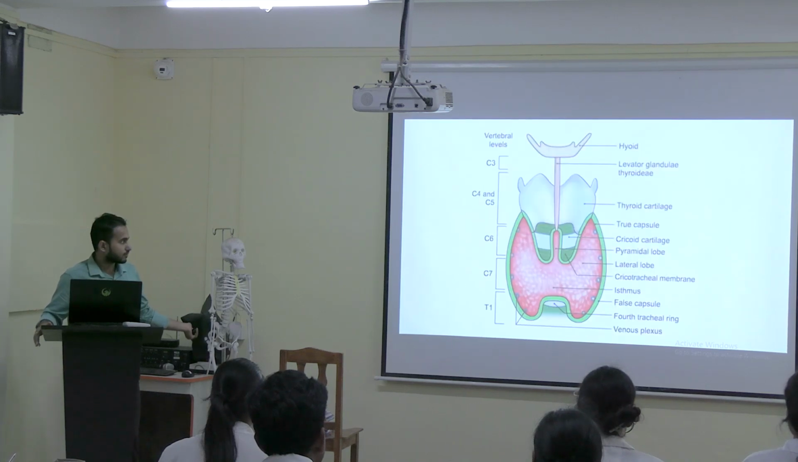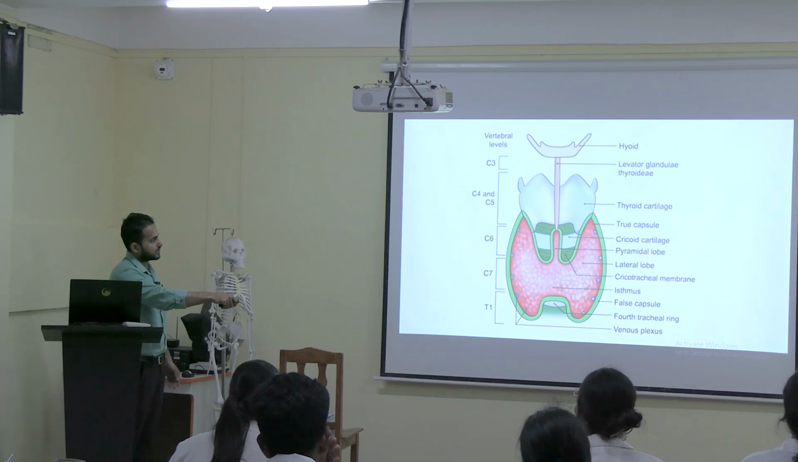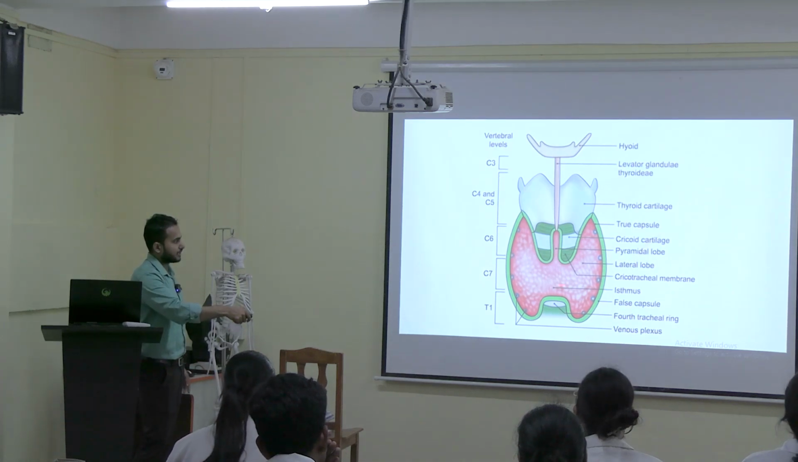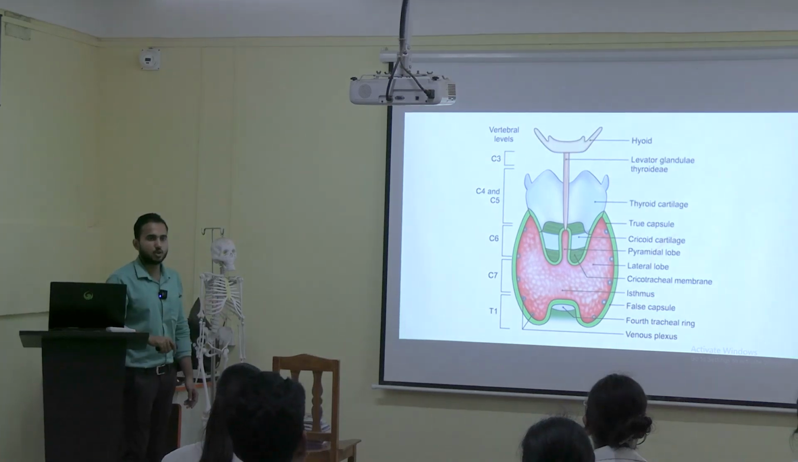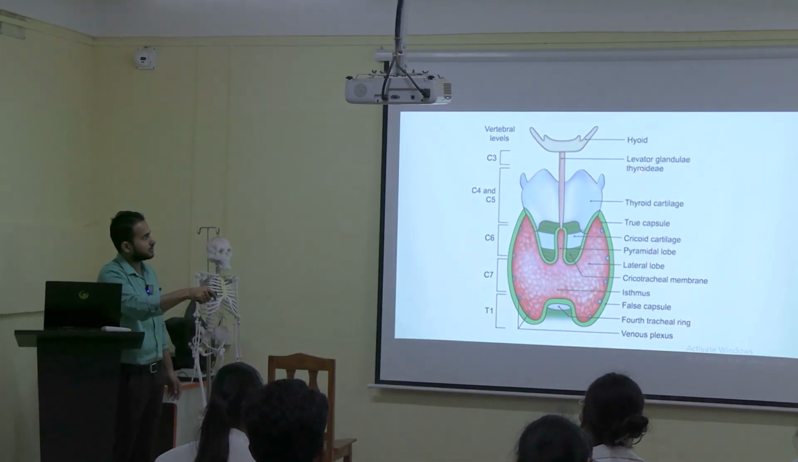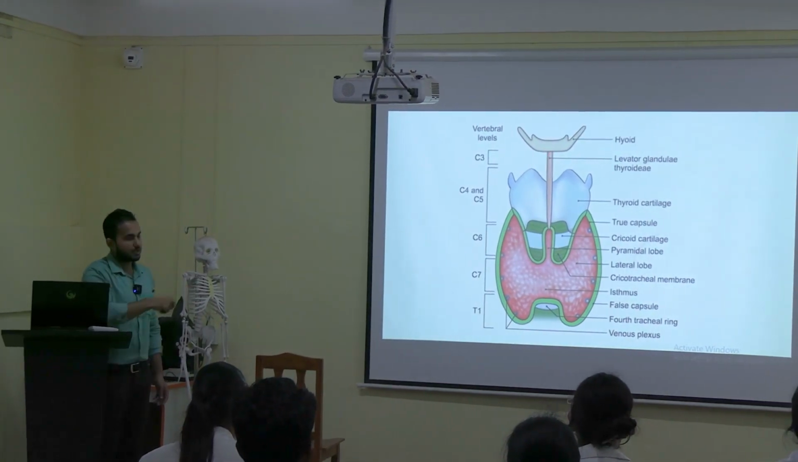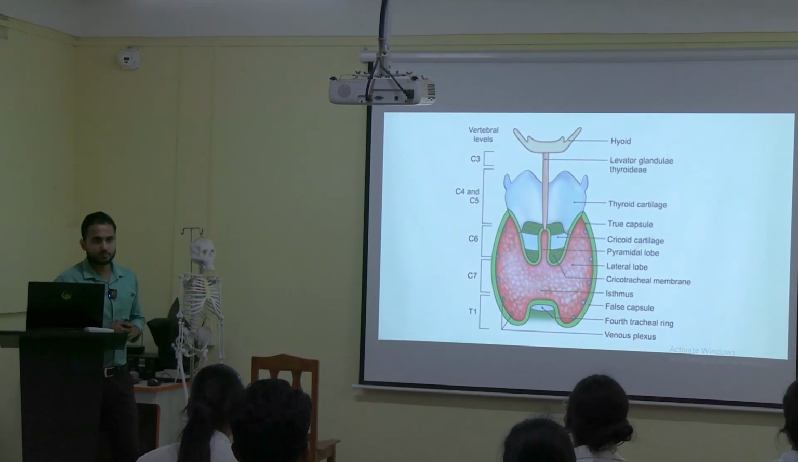Here you can see the diagram. In this diagram, this is one lobe of the thyroid gland, and this is another lobe. So two lateral lobes are there, and these two lateral lobes are connected by the isthmus. Occasionally a third lobe is present, called the pyramidal lobe. And you can see a fibromuscular band called the levator glandulae thyroideae attached to the isthmus from the hyoid bone. So this is the overall structure of the thyroid gland.